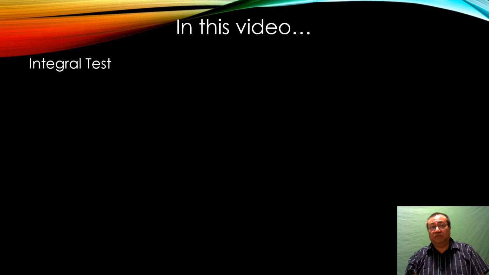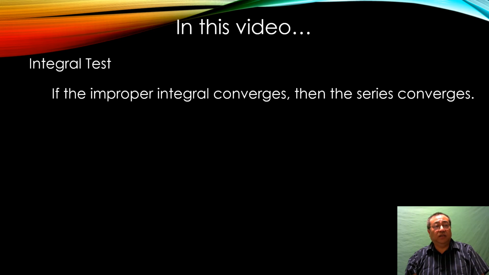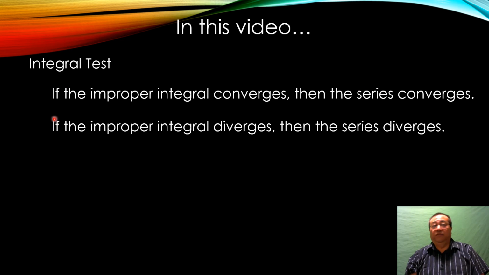And that's about it. In this video, we had the integral test. If the improper integral converges, then the series converges. If the improper integral diverges, then the series diverges. We don't know what it converges to, if it converges, but we know it converges. That's all that matters. And most of these tests are like that. We're usually not going to know what it converges to. We might be able to approximate it, but we're usually not going to know what the series converges to.